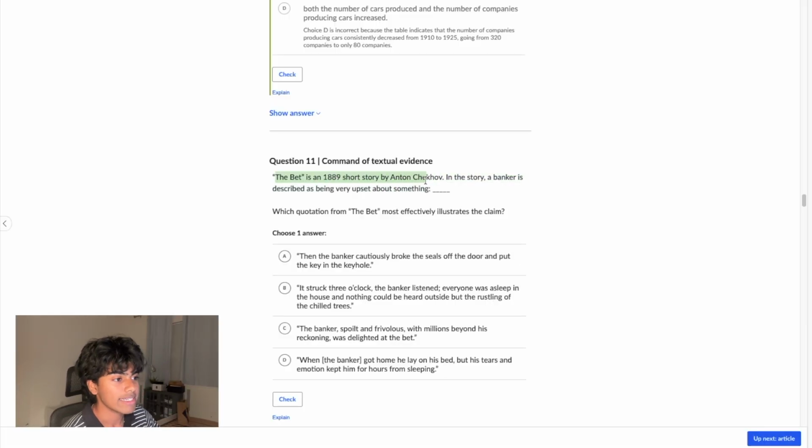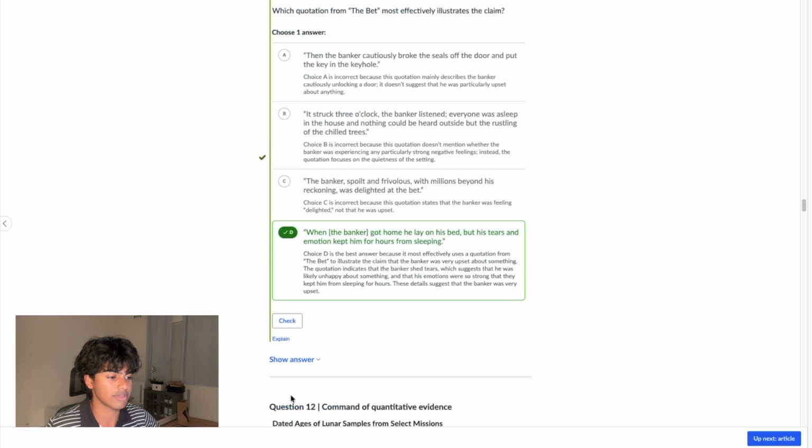The bet is in 1889. Okay, which quotation most effectively illustrates the claim? A banker is described as being very upset about something. Okay, well, we're talking about emotions. So it can't be this one because he's delighted. Can't be this one because no emotions. And there's no emotions here. It's gotta be this one. Tears and emotions. Upset at something. Okay.